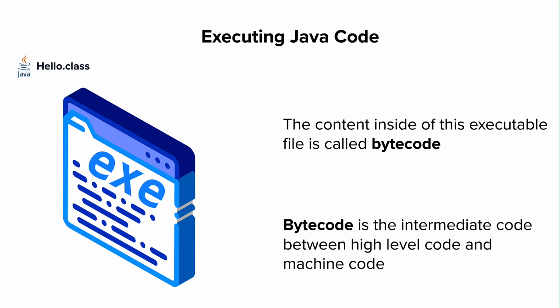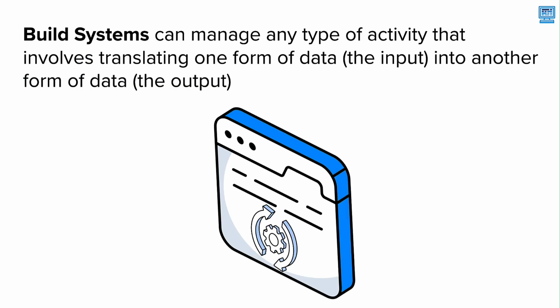You've probably realized that you've never actually had to think about an interpreter, a compiler, or even a virtual machine. And that's because tools have been created to automate this whole process for you so that you can just focus on writing your code. The type of tool that is created to automate the process of executing your code are called build systems. Build systems can manage any type of activity that involves translating one form of data, which could be the source code, into another form of data, which can be the machine code.